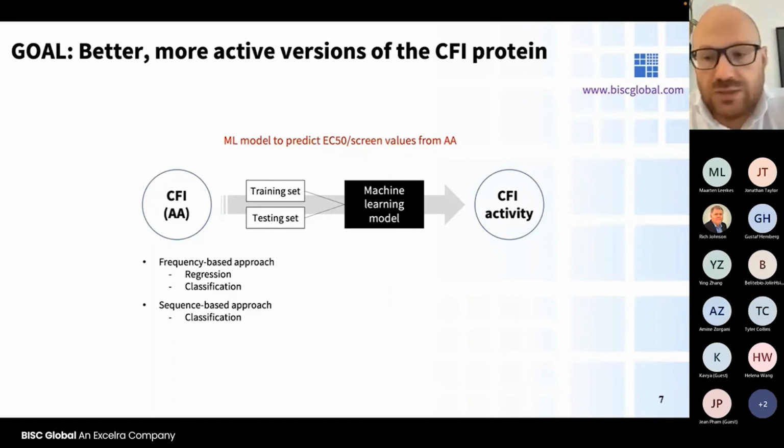There are two approaches we can take, each of them with pluses and minuses. We can build a machine learning model using the frequency approach, meaning that we compute the frequencies of appearance of each amino acid in the sequence. That would be the input into the machine learning, and the outcome will be AC50. We will simply do the regression, or we can do classification if we bin the AC50 data into bins.